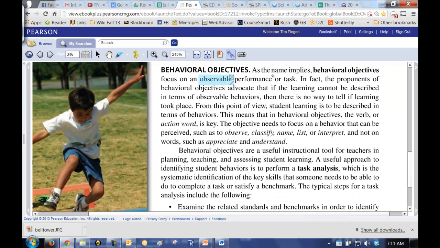And it comes from right here. I'll highlight it here for you. But this is what it means to be able to do it. To observe it, to classify it, to name or list or interpret it. And not words like appreciate and understand. It has to be more measurable than that. That would be your behavioral objective.